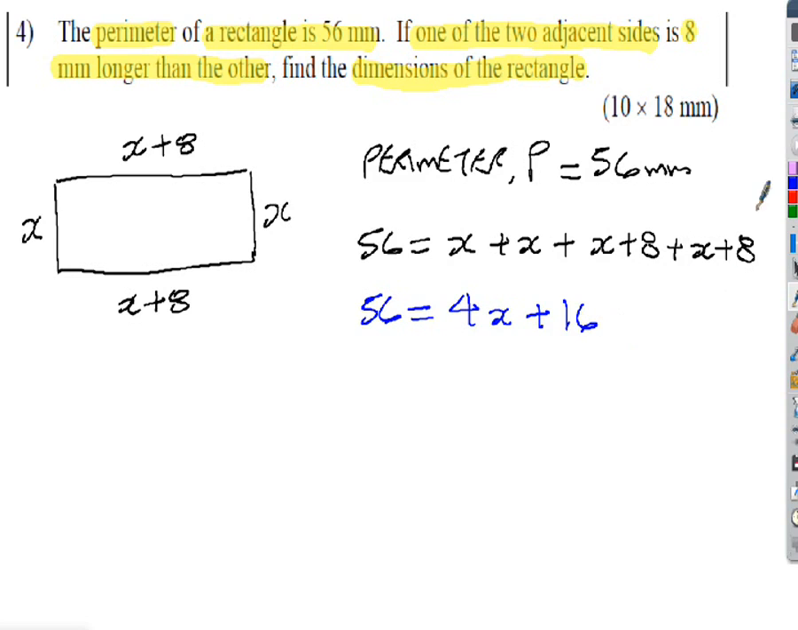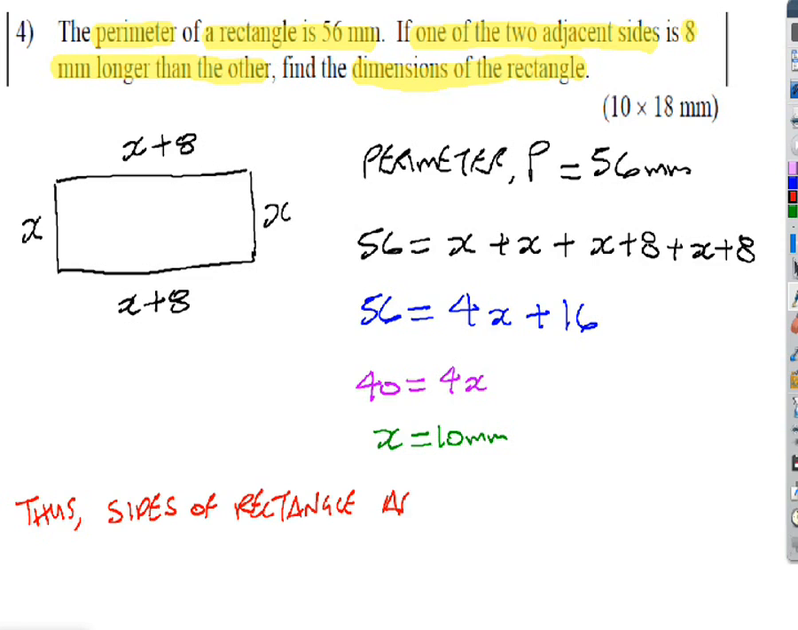Rearranging the equation, subtract 16 from both sides, that will give us 40 is equal to 4x, and then dividing both sides by 4, x is equal to 10 millimeters. Thus, the sides of the rectangle are 10 millimeters by, and then adding 8 to the 10 would be 18 millimeters.